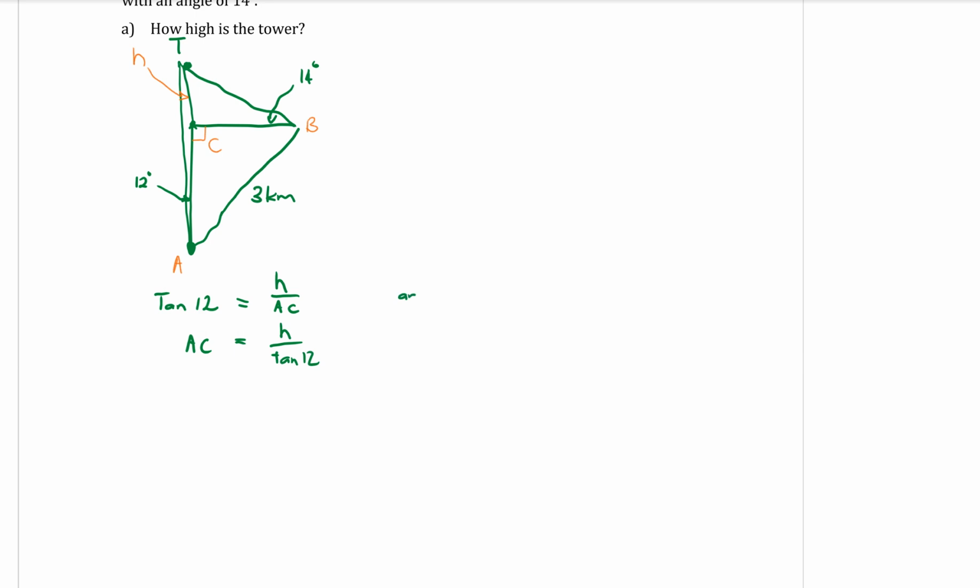So let's look at our other triangle over here and do the same thing to get the BC and the H. So it will be tan again. Tan of 14 is equal to, the opposite is H and the adjacent is BC. Let's get the BC by itself, which is H over tan 14.